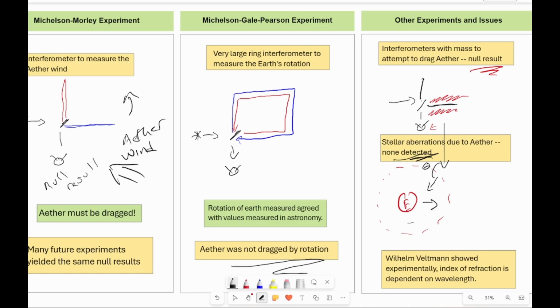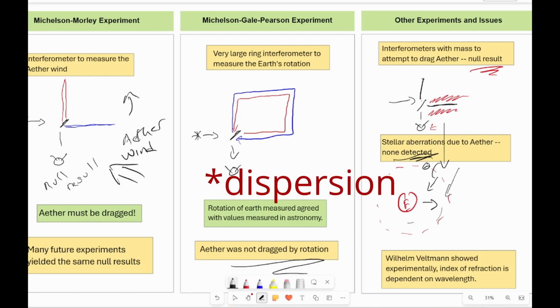Well, Veltman showed experimentally, I believe, and if somebody wants to confirm, that the index of refraction was wavelength dependent. So the argument there was that if it's wavelength dependent, then as light traveled through these moving bits of Aether chain, with variable n, or the index of refraction due to Aether, you would get some sort of prism-like diffraction of white light, and we don't see that either.